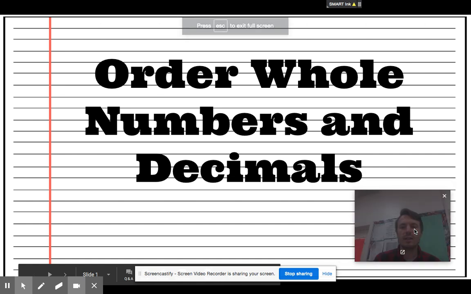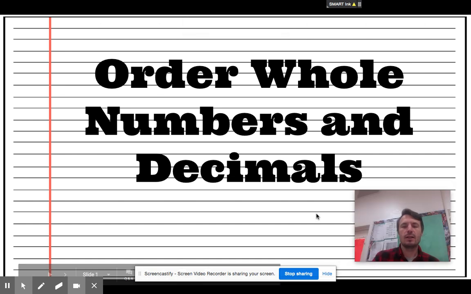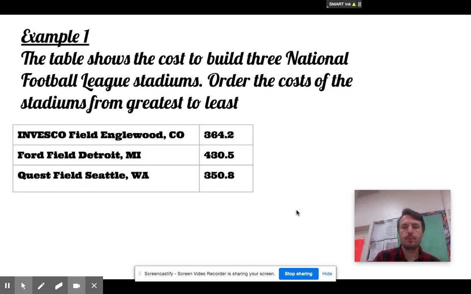Good morning. In today's math lesson, we are going to order whole numbers and decimals. So that means we're going to put them in order from least to greatest. Let's look at example 1.